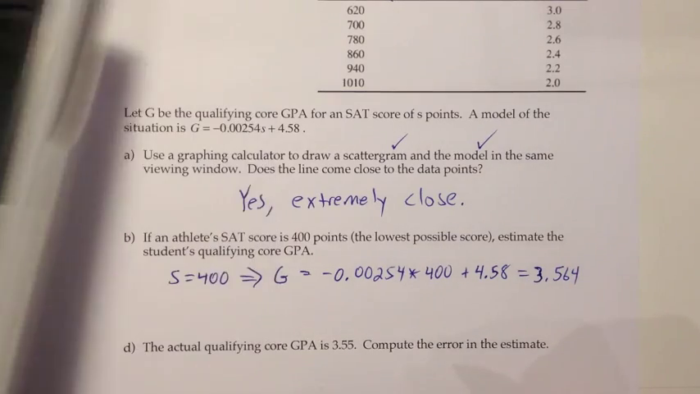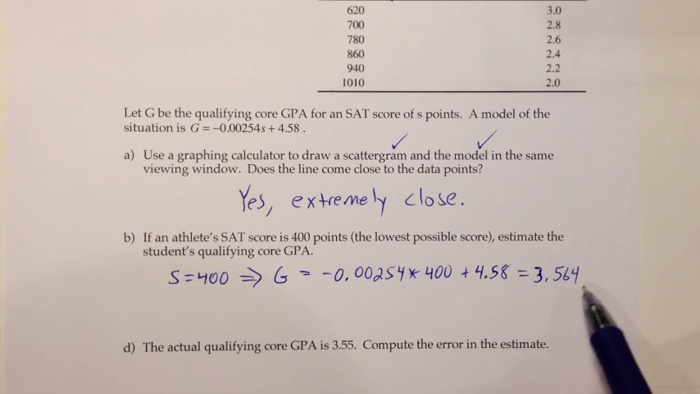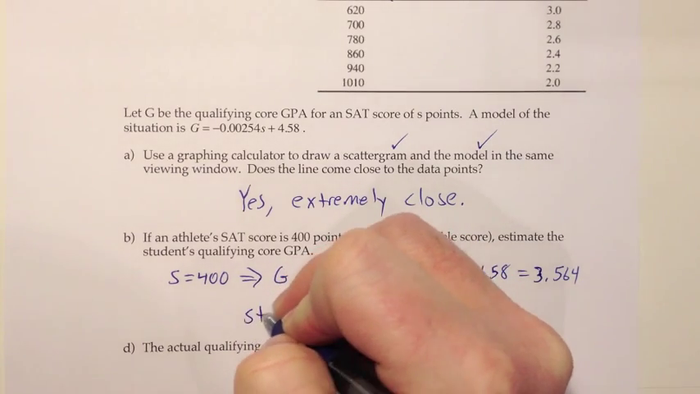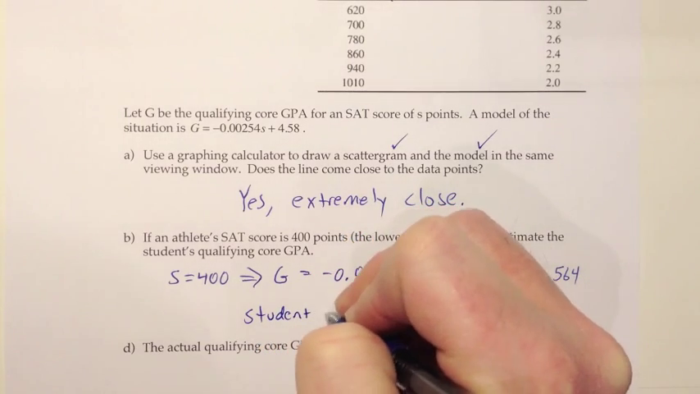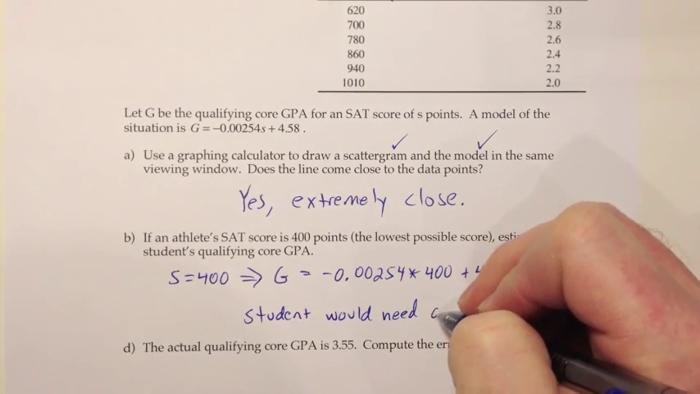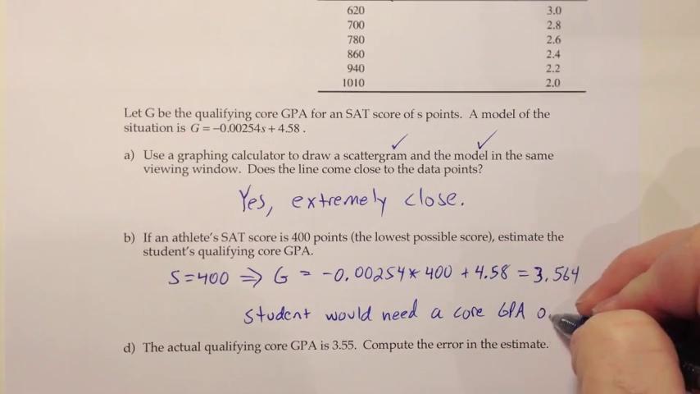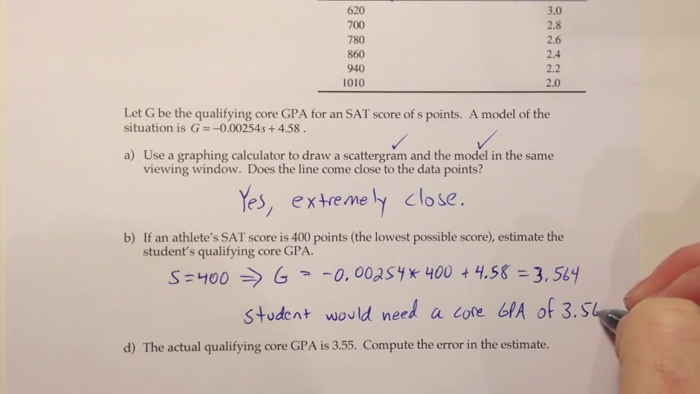3.564. And I think we want to put units on there too. I don't even know what the units are for GPA. We usually don't say any units, but to make it clear what it is, I think we should say that it's the GPA. So the student would need a core GPA of 3.564.